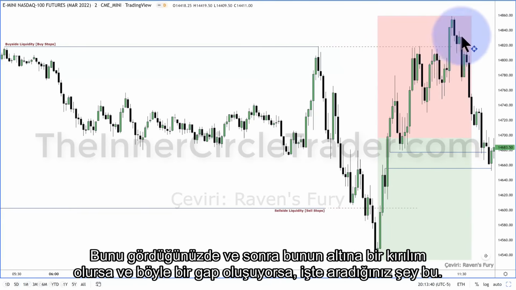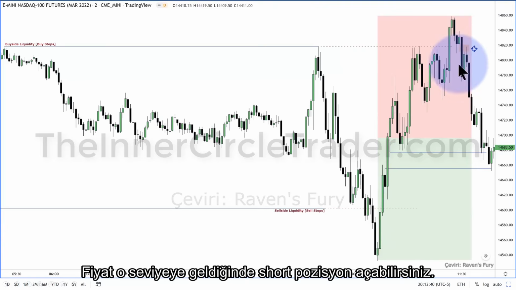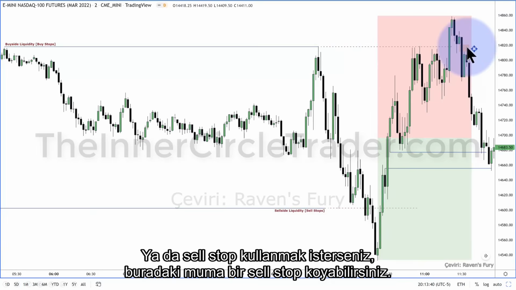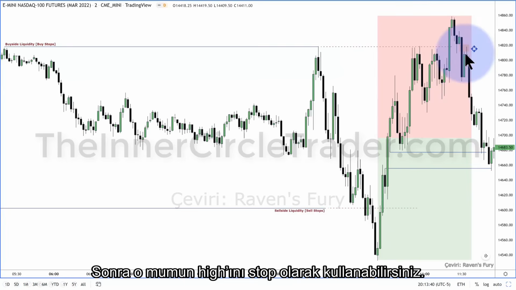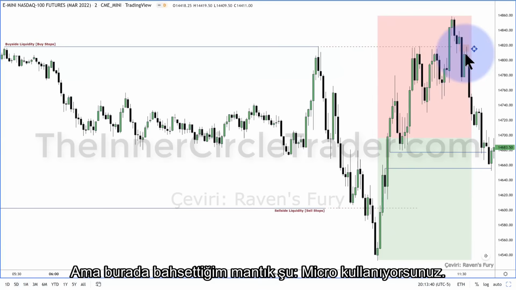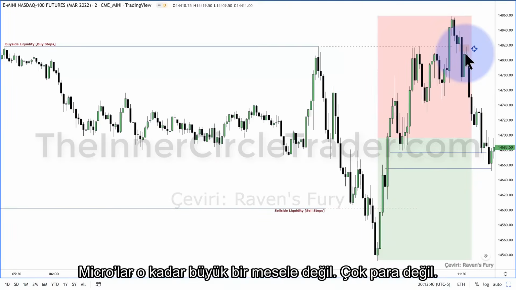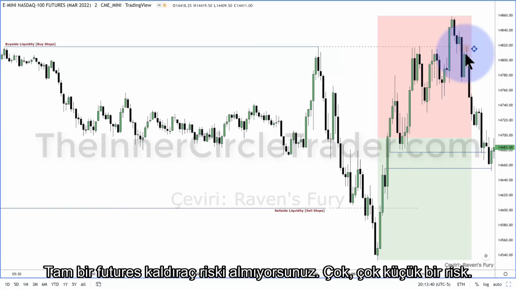If you have that, and then you have a break below that, if it happens, that creates a gap like this, that's what you're looking for. When it trades up into that, you can go short. Or if you want to use sell stops, you can use a sell stop in this candle here, and just let it trip you in, and then use the high of that candle as your stop. That may be too wide for you, but I mentioned the logic around this is you're using a micro, okay? Micros aren't that big of a deal. It's not a lot of money, okay? You're not risking a full futures leverage.